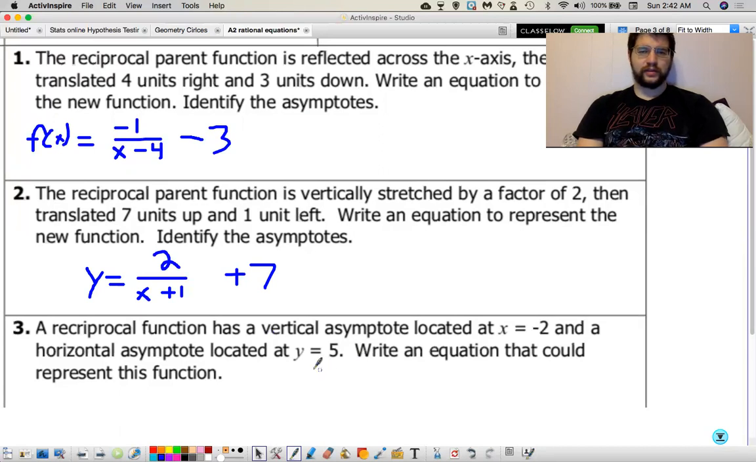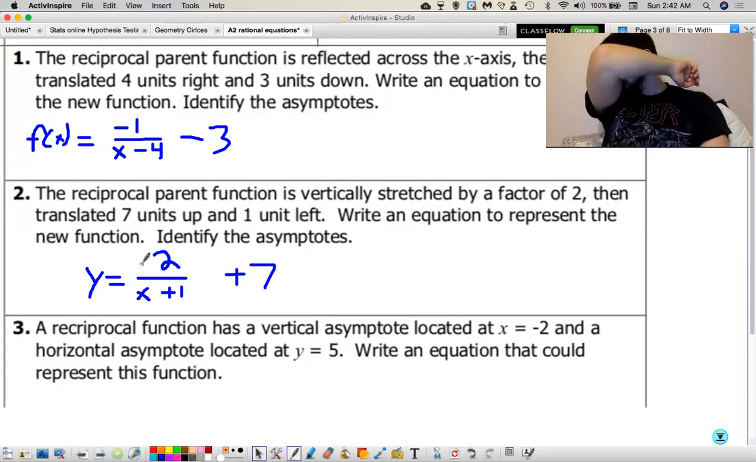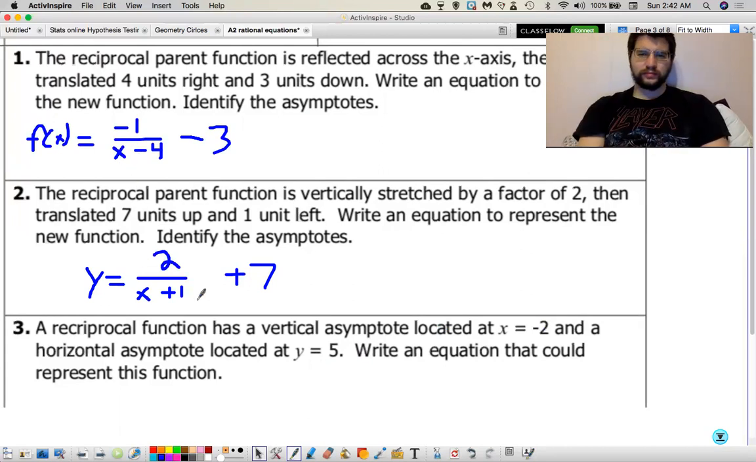Number 3, we have a vertical asymptote at x equals negative 2. So that means if we plug negative 2 in down here, we're going to get a 0. And a horizontal asymptote located at y equals 5. So that's telling us our shifts.